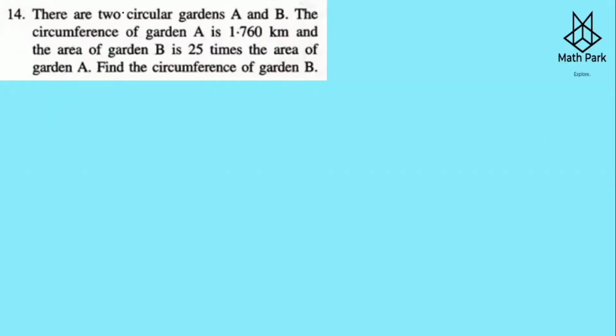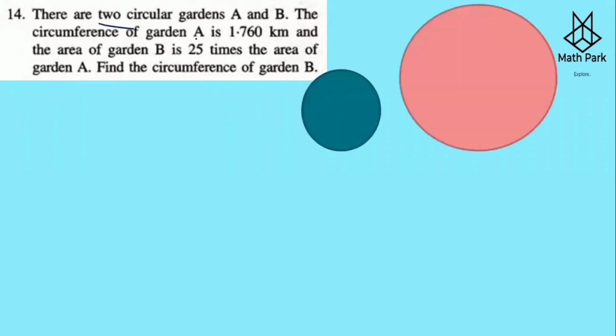Question number 14: there are two circular gardens A and B. Say this is your garden A and this is your garden B. The circumference of garden A is 1.760 kilometers. Let us take the radius of this garden as R1 and the radius of the other garden as R2.